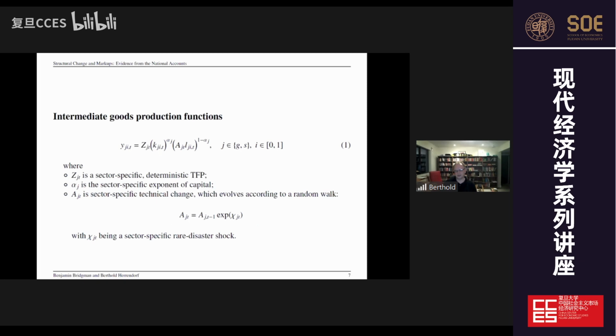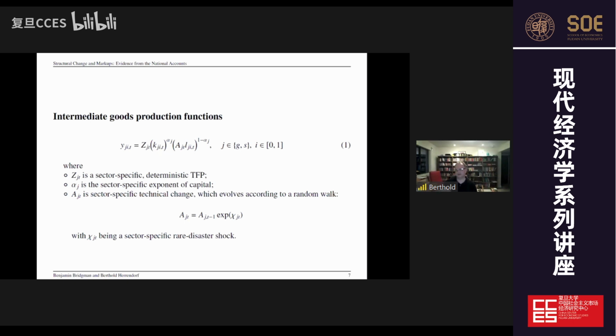Z is just going to be a sector-specific deterministic TFP trend, which we're going to use to fix, for example, the relative price. And then there's A, and A is what Barro and Gourio use to introduce the disaster risk. So that's a random walk. A_J in period t equals A_J in period t minus 1 times the exponential of a shock psi. And you should think of this psi as being a sector-specific disaster shock that occurs only very rarely.